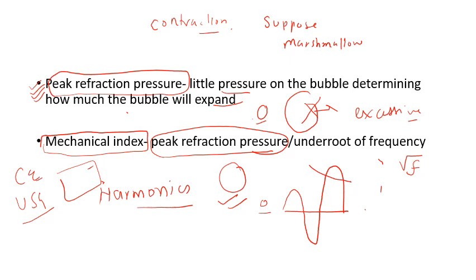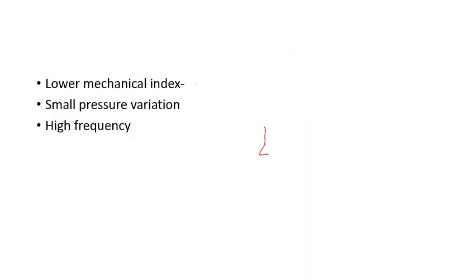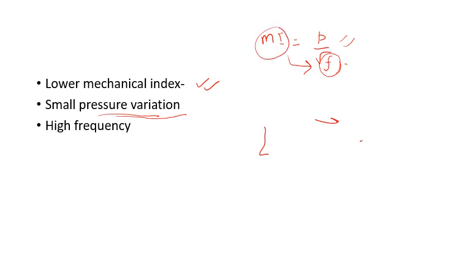So next, let us understand what happens when the MI changes. Suppose there is lower MI. We know that MI is peak rarefaction pressure upon the square root of frequency F. So what happens? The square root of frequency is fixed, so it depends upon peak rarefaction pressure. When the pressure is low, small pressure variation is there. MI is inversely proportional to the frequency: when frequency increases, MI will decrease, and when frequency decreases, MI will increase. So pressure will decrease. When pressure is decreasing, what happens?